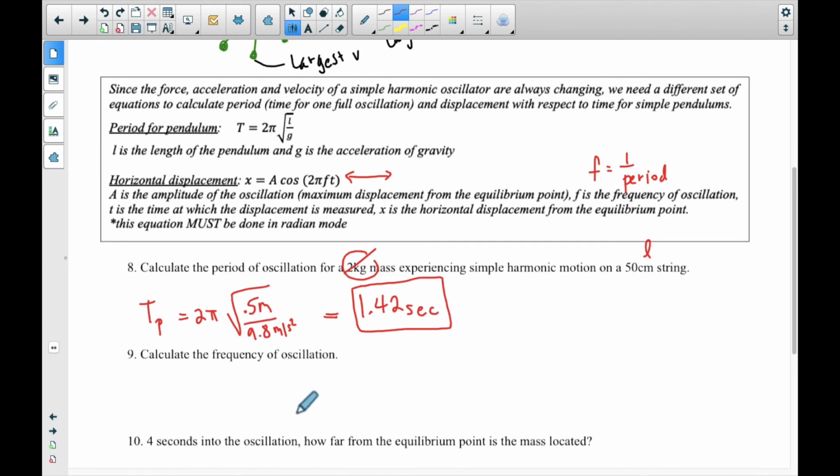Okay, the frequency of oscillation, this is what I was talking about a second ago. The frequency is 1 over the period. And so we're just going to take 1 over that number and see what we get. I'm getting 0.705. And that is measured in hertz. Waves and sound is something that typically we would study next, but we probably won't get to it this year. And so just so you know, frequency is measured in hertz, and you might have heard that before.